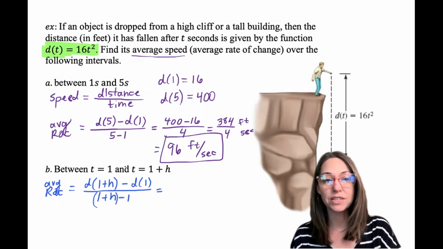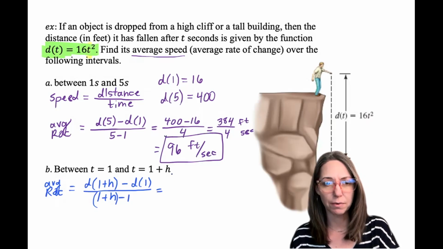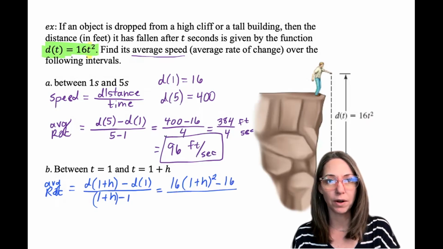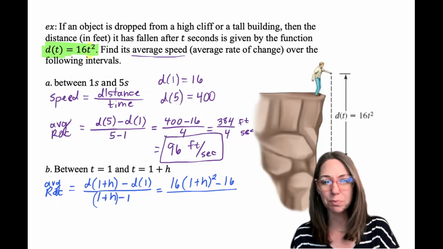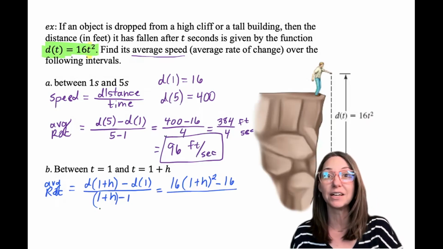So d of 1 plus h, that is a formula right here. We're going to plug in 1 plus h for t, and so that would give us 16 times, if we change that t to 1 plus h, we'll have 1 plus h all squared, minus d of 1 is 16, and all of that is over 1 plus h minus 1. Those parentheses aren't doing anything. I just added them to group the 1 plus h together to make that a little more obvious.